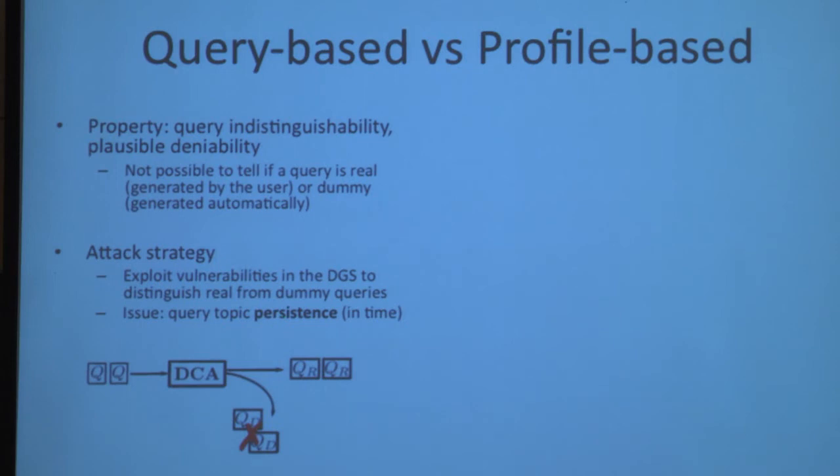How would the attack try to distinguish? Exploit vulnerabilities in the dummy generation strategy that give this distinguishing characteristics. As I said, this can be metadata, this can be grammar of the queries, all kinds of things, seeding, all of these things. One issue that some of the systems try to address, but one issue that is very difficult to address is query persistence in time, the topic persistence in time.